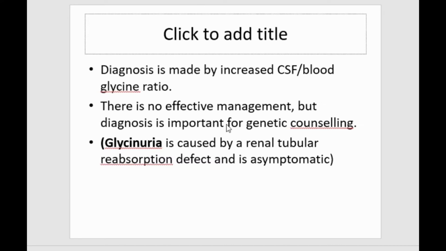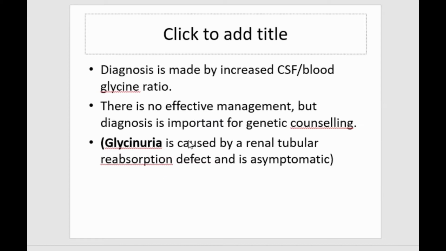There is no effective management, but diagnosis is important for genetic counseling and preventing subsequent pregnancies, and such children will be a great burden to the families and to the nation. So they are to be counseled for not having any further children.